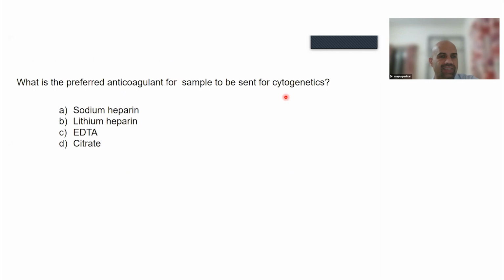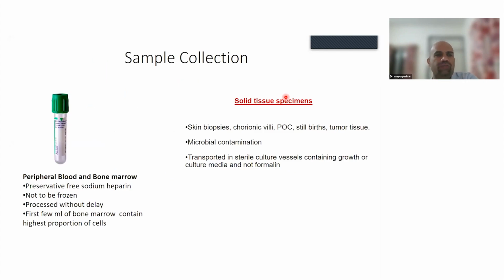So the preferred anticoagulant to be sent for cytogenetics has to be sodium heparin. You do not send a sample in EDTA for karyotyping because EDTA chelates calcium. And then because I said you need cells to be dividing, you need live cells, EDTA will not work. So peripheral blood should come into, as I said, preservative-free sodium heparin.